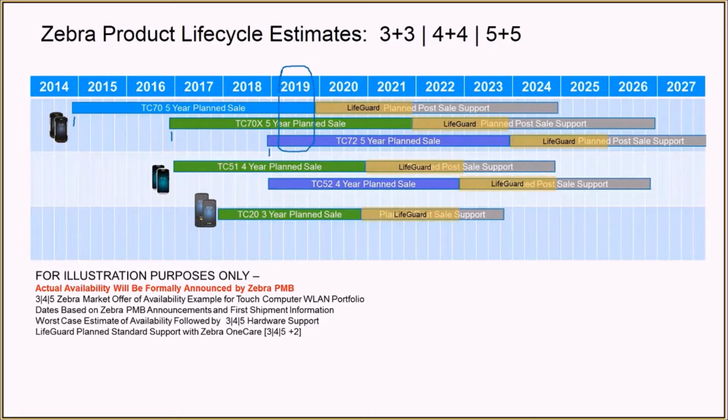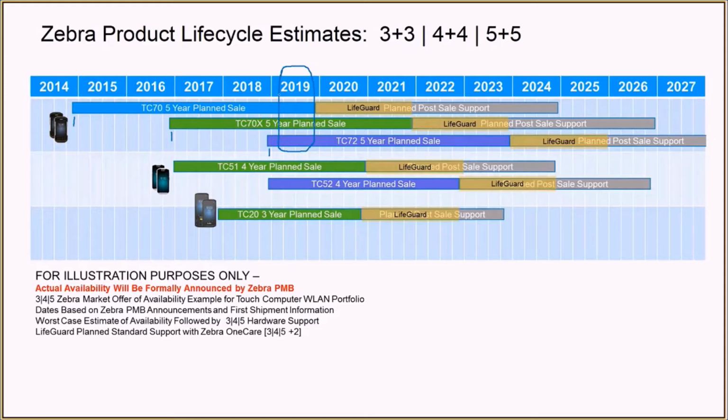Now that gives us a great way of positioning with our customers the urgency of transition. We can go to a customer that's been a TC70 original customer and let them know there's still a year of availability, worst case. Now, Zebra hasn't announced the end of sale for the TC70 yet. But if we do the figuring, the 5 years on the 2014 first ship, the worst case for that TC70 is that it'll be available through 2019.